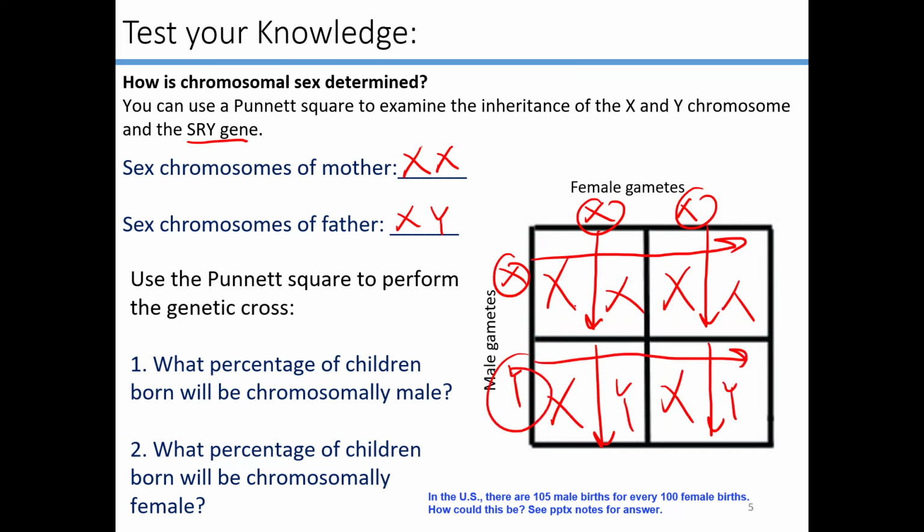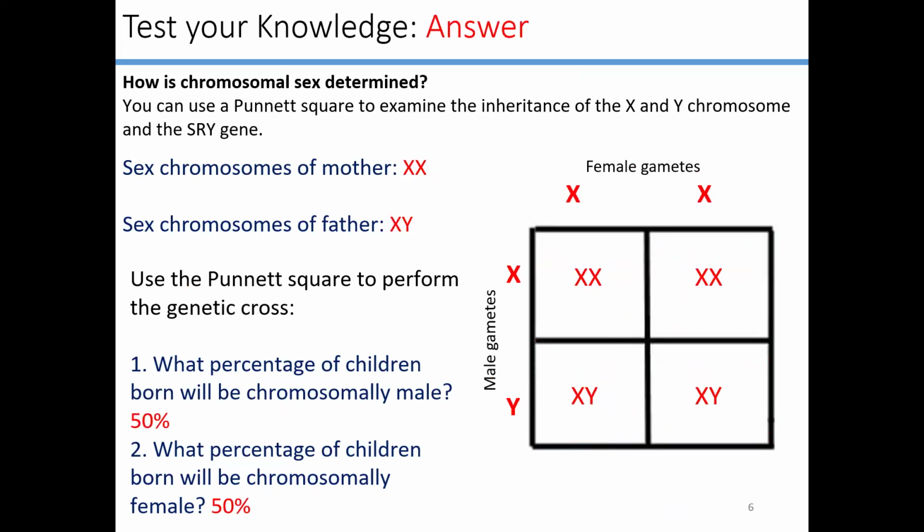Y. So looking at this, we have two of these, which are going to be XX. And then we have two of these, which is going to be XY. So in this case, what percent of children born will be chromosomally male? Remember, in order to get a male, it's XY. We see 2, so we have about a 50% chance. What percentage of children born will be chromosomally female? In this case, XX. So we have about a 50% chance of it being a female. So you can see it's a perfect 50-50 split for our Punnett square, giving us a 50% chance of a male and 50% chance of a female. And that's what that should look like.